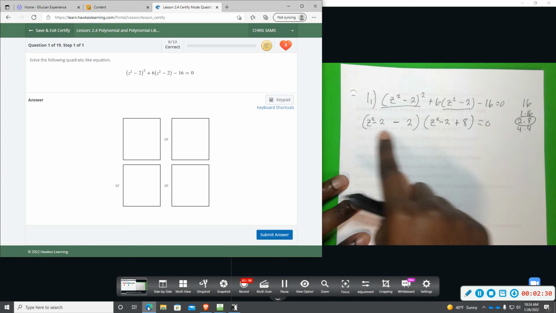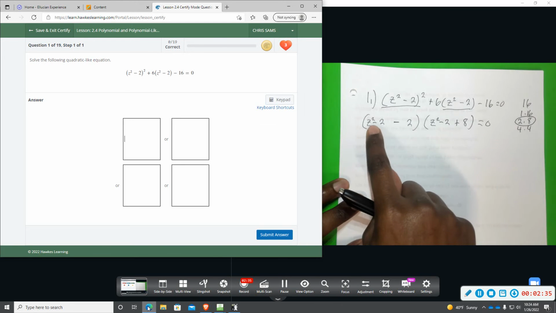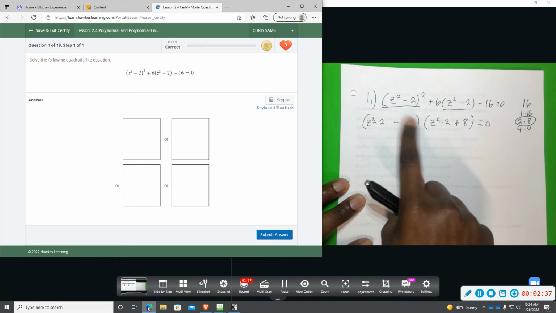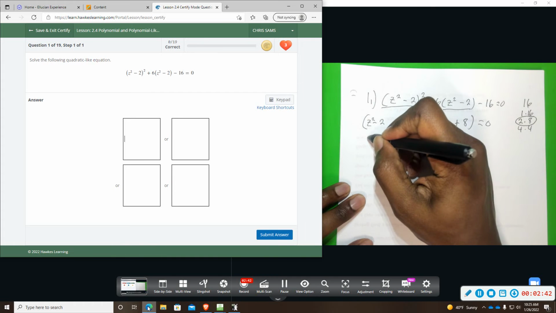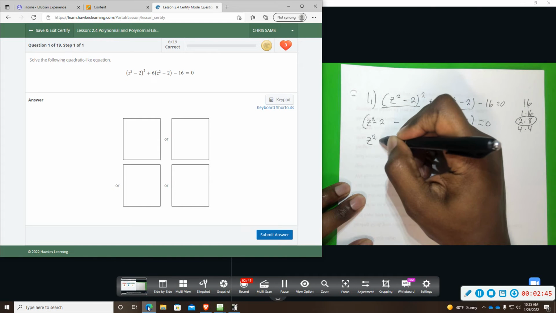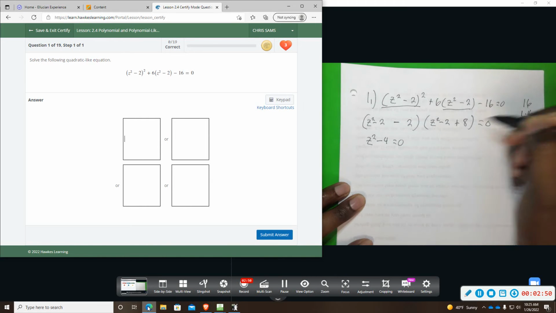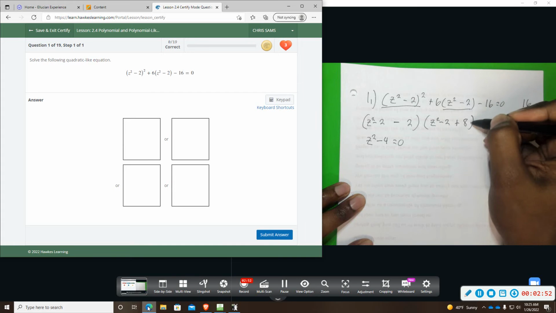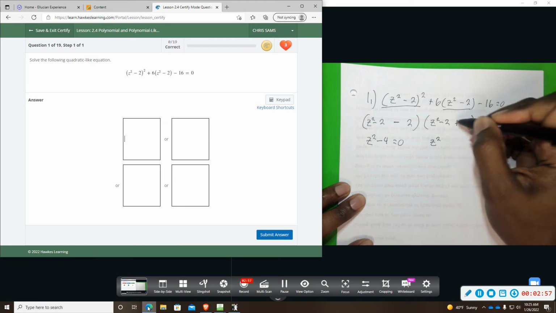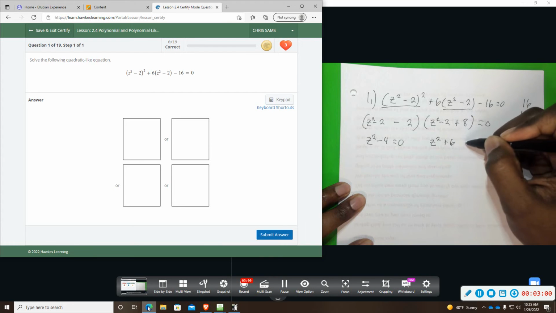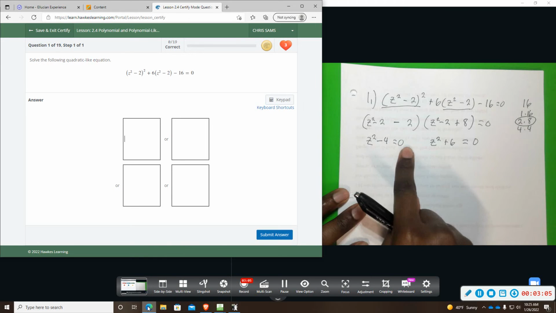I'm now going to set each of these equal to 0. I will simplify going down. So I have z squared minus 2 and then minus 2 again. So minus 2 and then minus 2 more is going to give me a minus 4. So this is z squared minus 4 equals 0. And then over here I have a minus 2 plus 8. When I combine those, I get a 6. So I have z squared plus 6 equals 0. And then I'm going to solve for z. So I'm going to add 4.